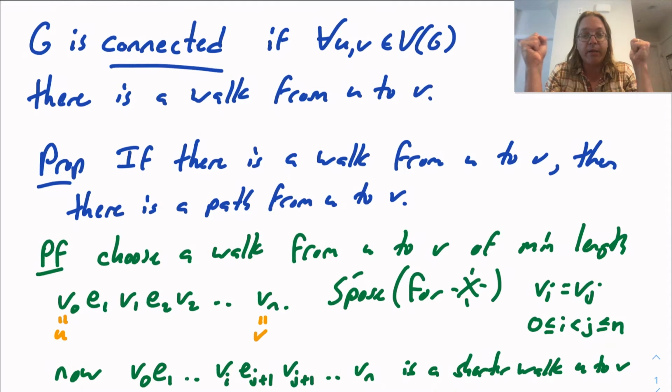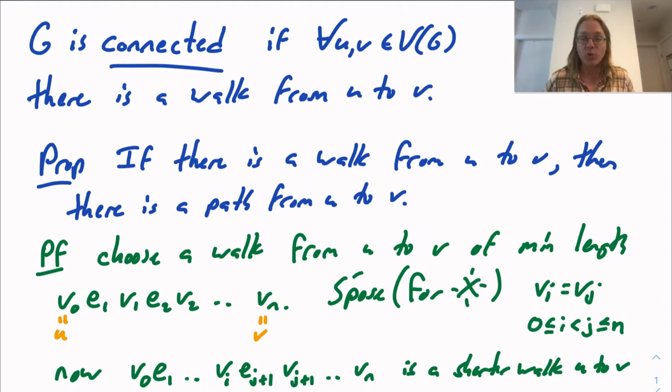So what has happened in this argument? I'm assuming there's some walk from u to v, and I'm trying to prove that you can find such a walk that is a path, where you don't repeat vertices. Now, instead of just choosing any old walk from u to v, we've chosen a shortest one. That's a thing you can always do. I've told you there are walks from u to v, let's choose a shortest one.